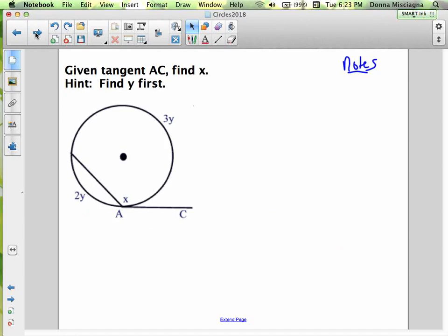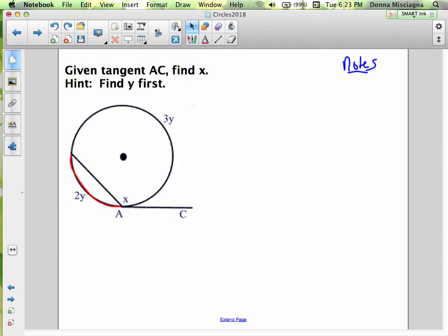All right, so we're given that AC is a tangent. We want to find the value of x, but we don't have any numbers there to find x. So we're going to have to find y first. If you remember in the last problem, the two arcs that are created by the tangent chord angle equal the whole circle. And that's always going to be true.